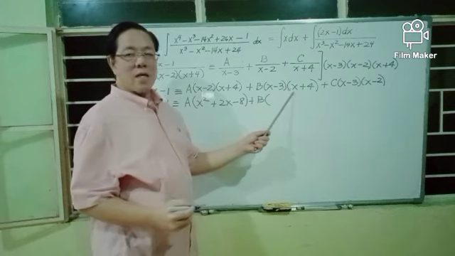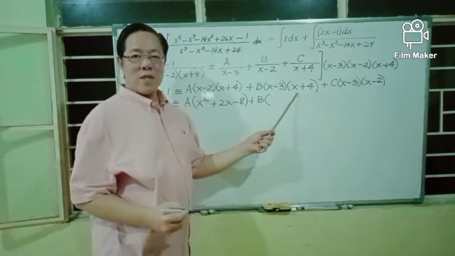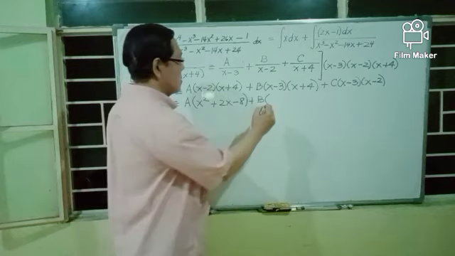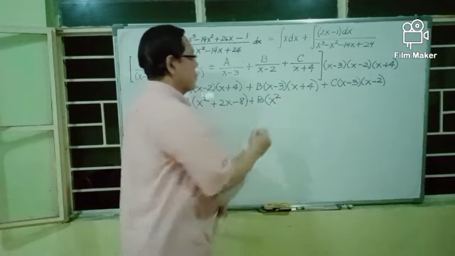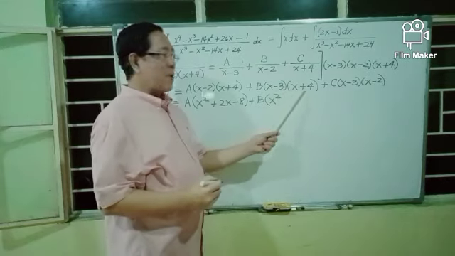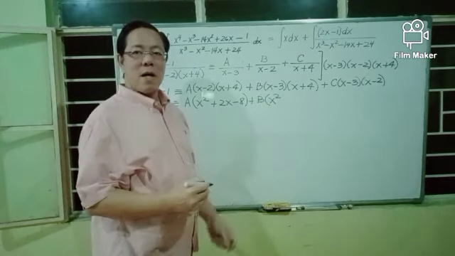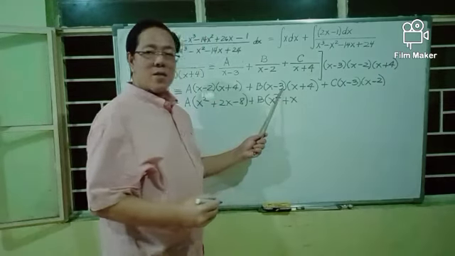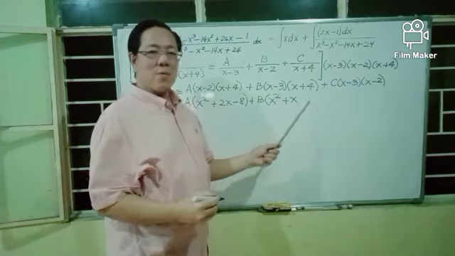Multiply x minus 3 and x plus 4, you will get another quadratic expression. X times x is x squared. Minus 3x plus 4x is x. And minus 3 times 4 is negative 12.